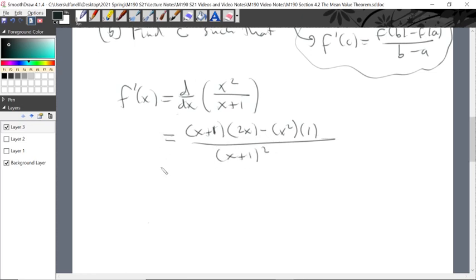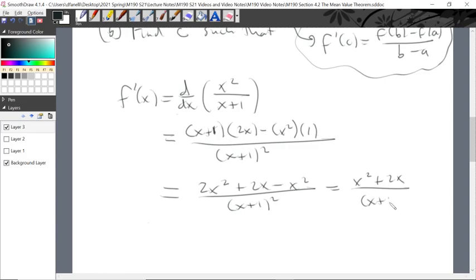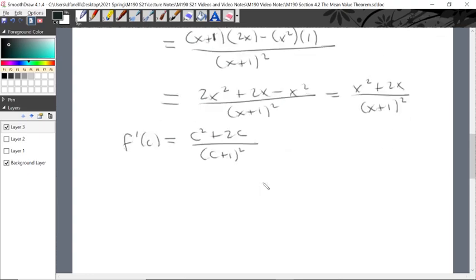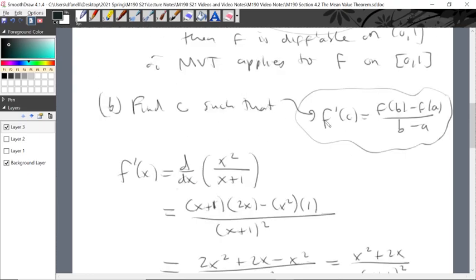I'm going to want to clean this up because we're going to be solving an equation with this expression in it in a moment. So we distribute the 2x, we get 2x squared plus 2x minus x squared over the quantity x plus 1 squared. Combine like terms in the numerator, I get x squared plus 2x over quantity x plus 1 squared. So f prime of c equals c squared plus 2c over c plus 1 quantity squared. And that's the left-hand side of the conclusion of the mean value theorem.